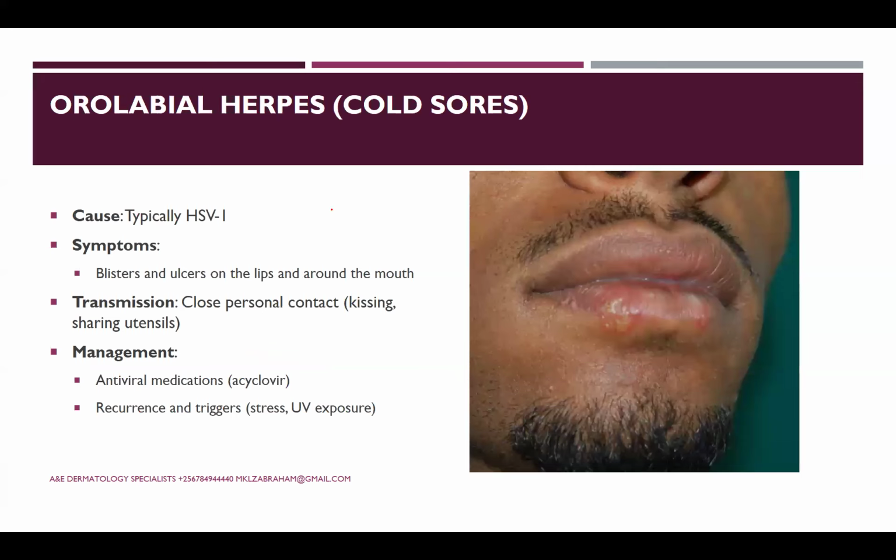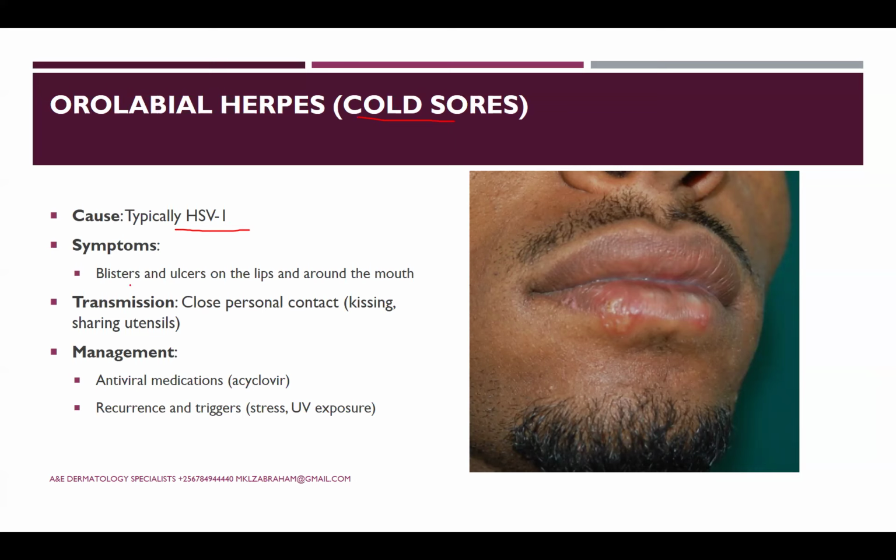So when we dive deeper into the conditions that are caused by Herpes virus infections, number one on the list and the commonest is oral herpes, what we usually call cold sores. And I think everyone has seen this before. And classically, it is caused by Herpes simplex virus 1, but currently even type 2 can cause the same manifestation.